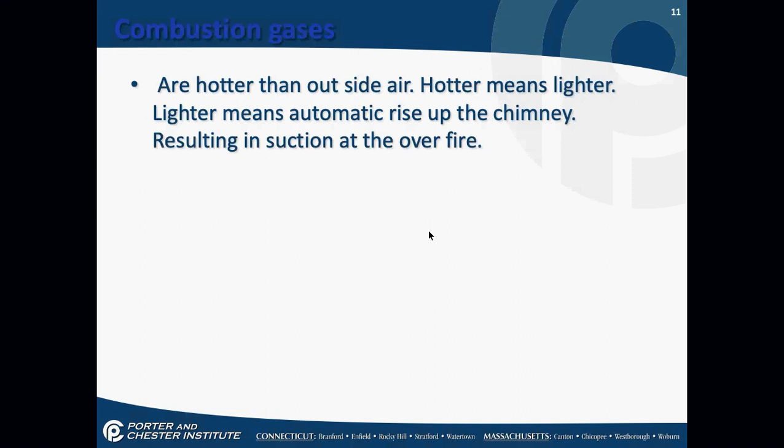Combustion gases are hotter than the outside air. Hotter means lighter. Lighter means it should automatically rise up the chimney, resulting in a suction over the fire. Okay, this is how this all works. As the chimney warms, as the hot gases start up the chimney, we're going to create draft in the chimney.